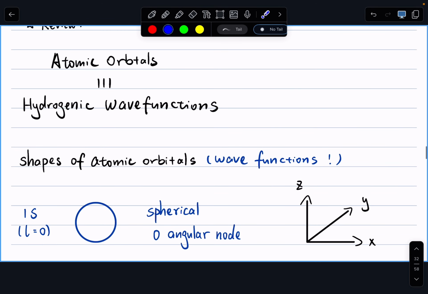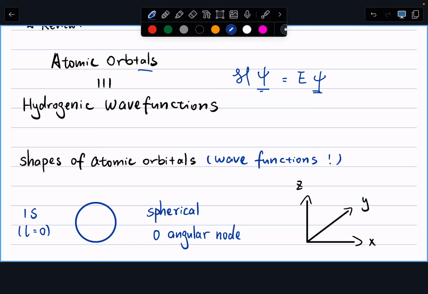In lecture 1, we went over the concept of atomic orbitals being hydrogenic wave functions. Remember in Schrödinger's equation, we have the Hamiltonian acting on a wave function that gives you the energy of the wave function. So the wave function is like the oracle. It tells you everything you want to know about the electron, but you have to ask the right question. Now, the atomic orbitals are these wave functions for one-electron systems, or hydrogenic wave functions.